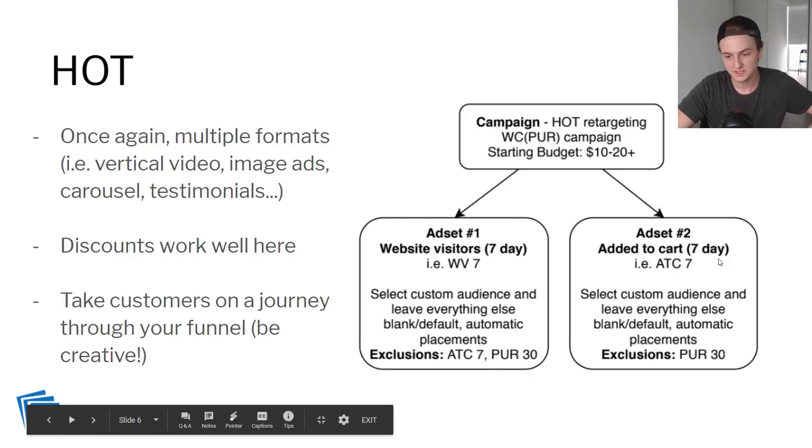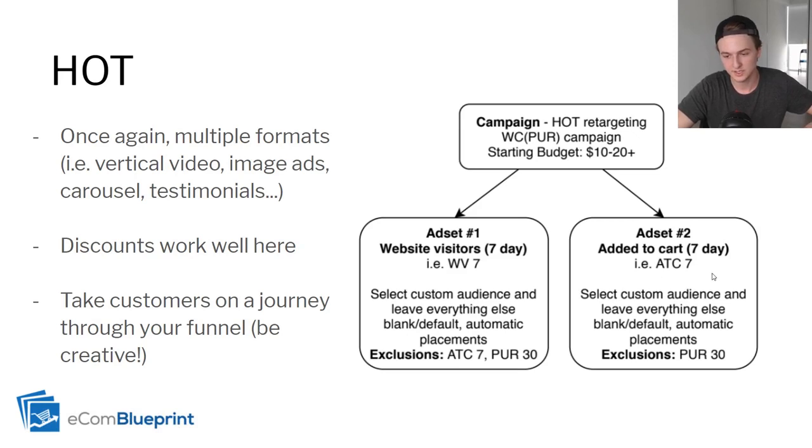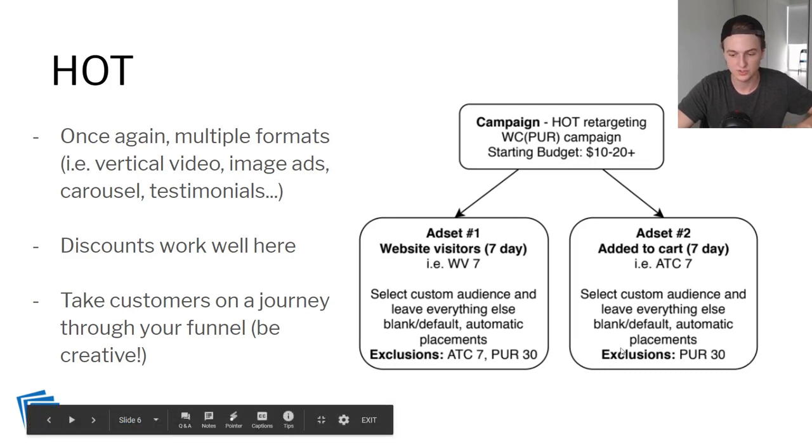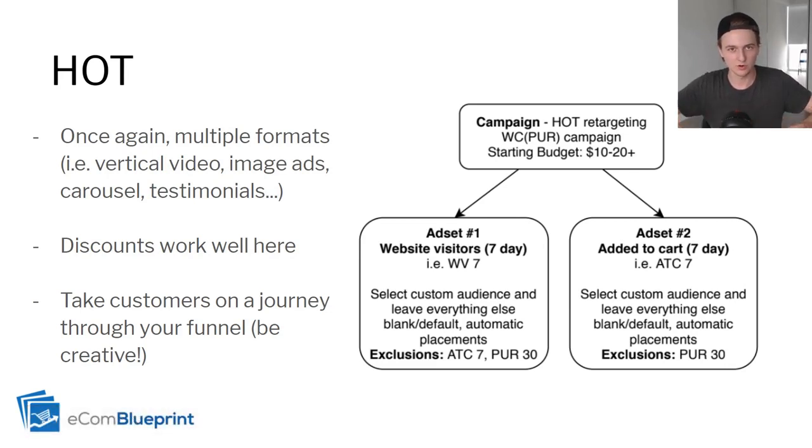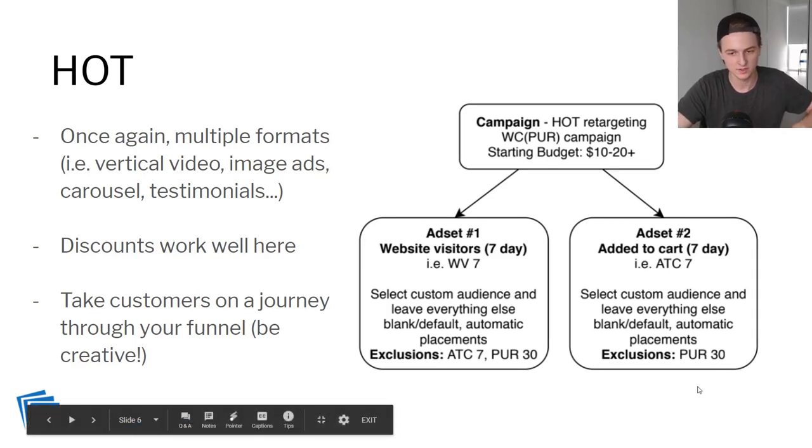And then the second ad set is add to cart. So that's why we excluded it here. The second ad set is add to cart in the last 7 days. And then you want to select the custom audience. Once again, leave everything else blank, automatic placements, and you only have to exclude purchase in the last 30 days here. And so once you have both that warm retargeting and that hot retargeting set up, you're going to be targeting all of the warm and hot audiences with zero overlap between your campaigns. And this is what you want in order to get the best results.